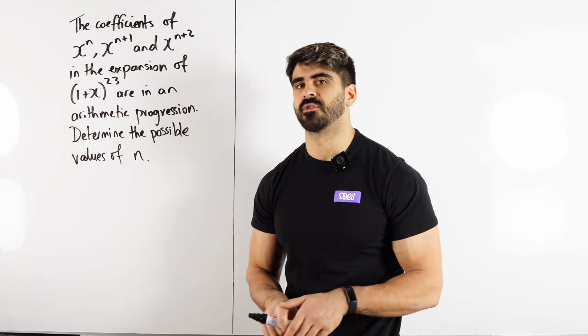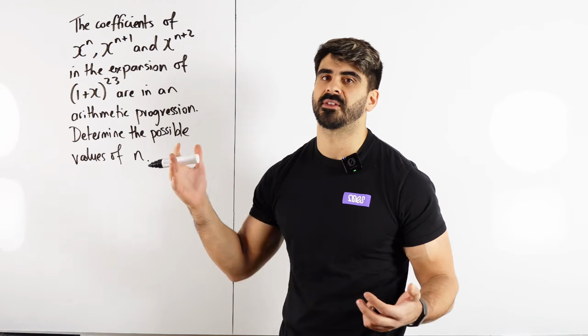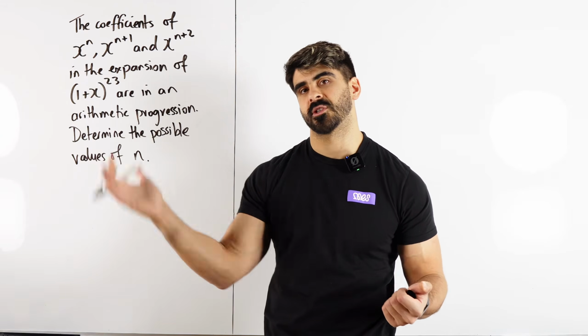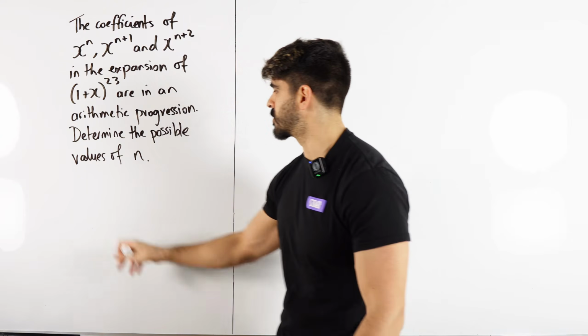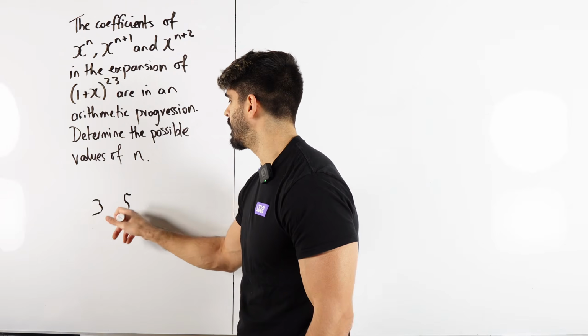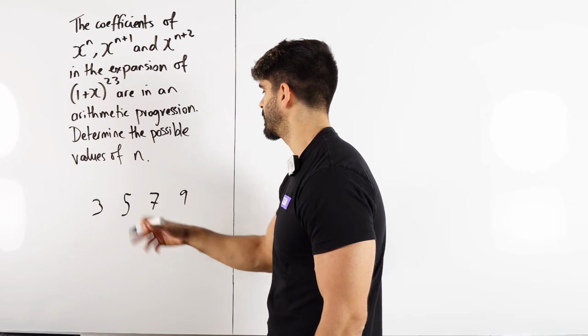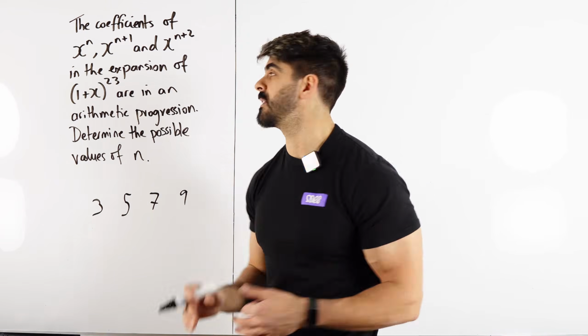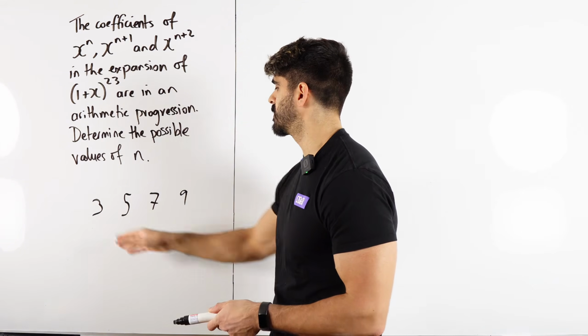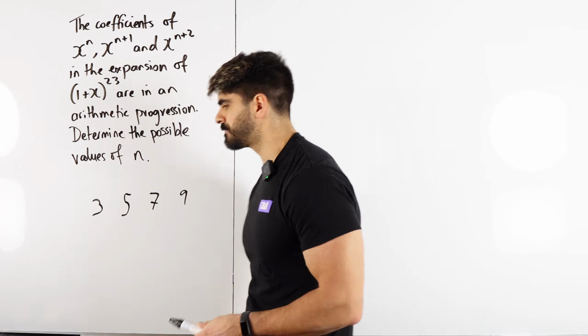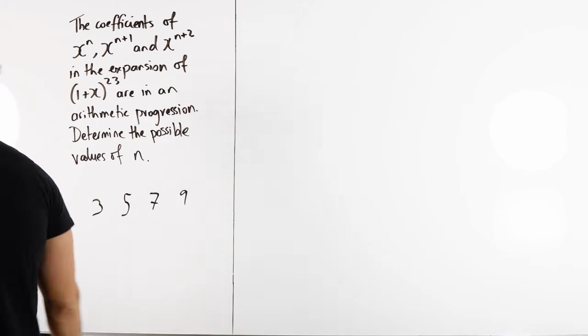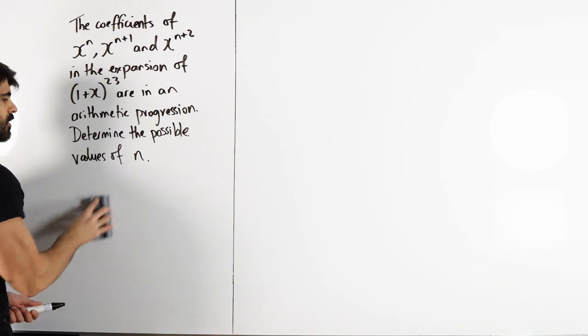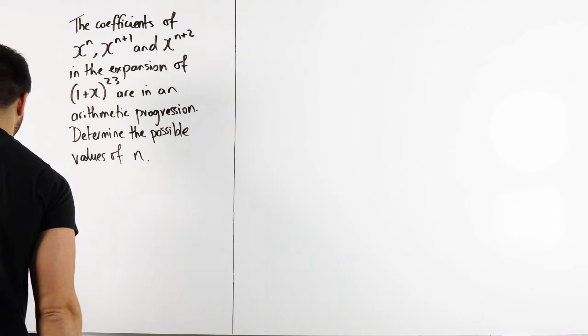What is an arithmetic progression? Just like at GCSE, it means that the sequence is going up by a constant value. For example, 3, 5, 7, 9, etc. It's going up by 2 each time. So it's saying the coefficients of those three terms are going up by the same amount. Okay, I guess what we need to do then is just find out what those coefficients are.